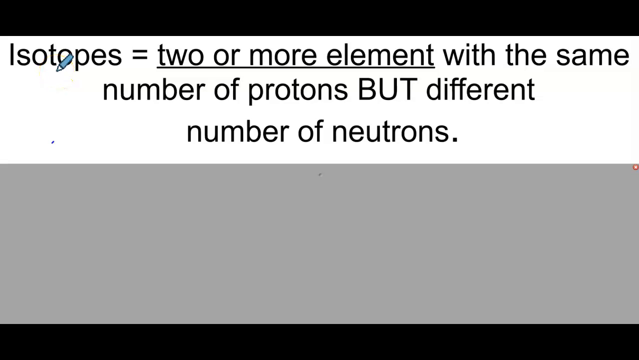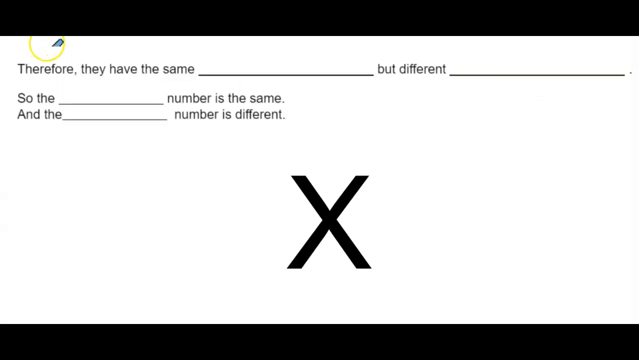Definition for isotopes: two or more elements with the same number of protons but different number of neutrons. Therefore, they have the same atomic number but different mass number. Because remember that the mass number possesses the neutrons and the protons.